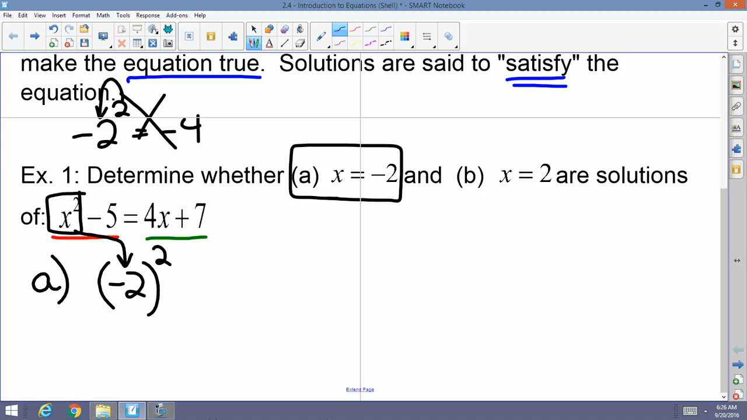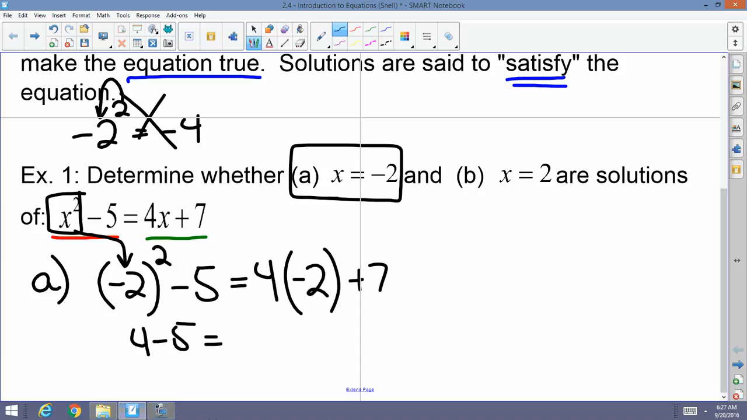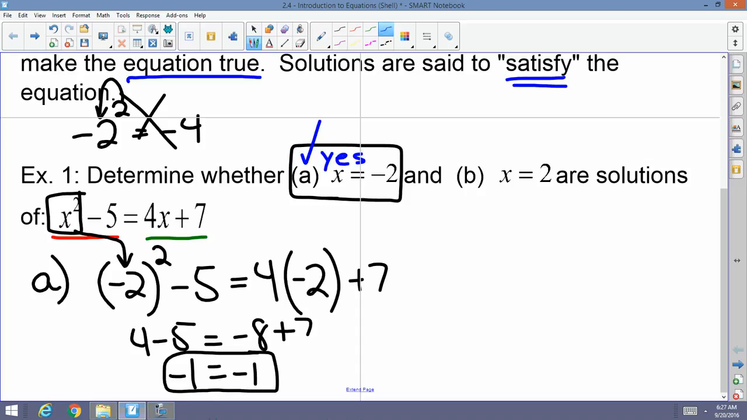So you have (-2) squared minus 5 equals 4 times x, which we're testing out -2 this time, so we evaluate it with -2, plus 7. So I'm going to have (-2) squared is 4, minus 5 equals 4 times -2 is -8, plus 7. 4 minus 5 is -1, and -8 plus 7 is -1. So yes, that is a true statement. -1 does equal -1. So that means that absolutely this is a solution. So when x equals -2, this makes the equation true. So -2 satisfies the equation.